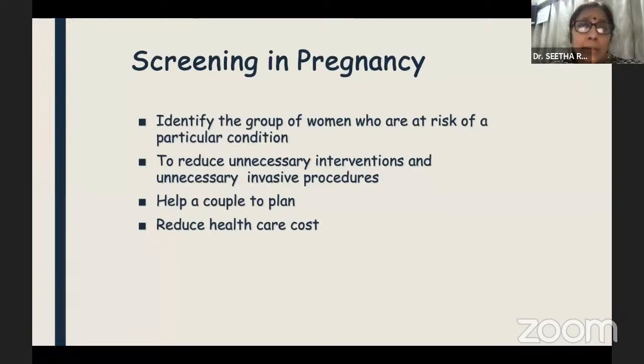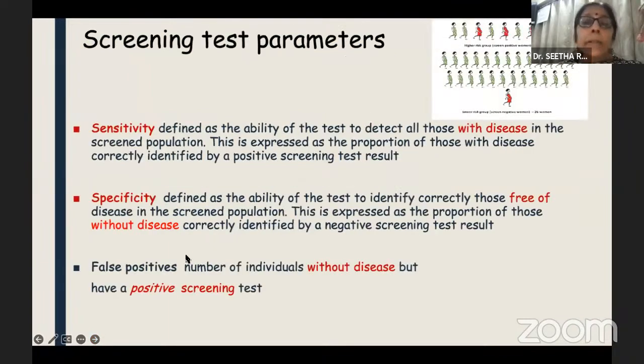They are not used as an isolated test to detect a condition. Whenever we do screening in pregnancy, it is mainly to identify the group of women who are at risk of a particular condition, so that we screen those at high risk and reduce unnecessary interventions and invasive procedures when looking at aneuploidy screening. We can also help the couple plan, and obstetricians can plan how best to deal with the pregnancy and where she should deliver. In the long run, this helps reduce health costs to some extent, so that we can do the best for the couple and the child.